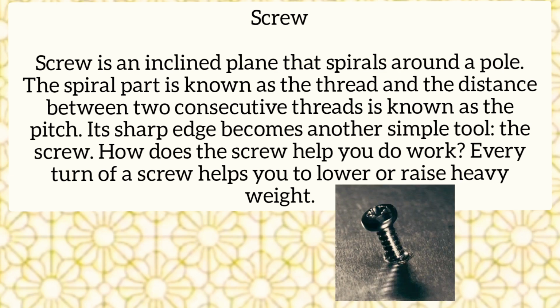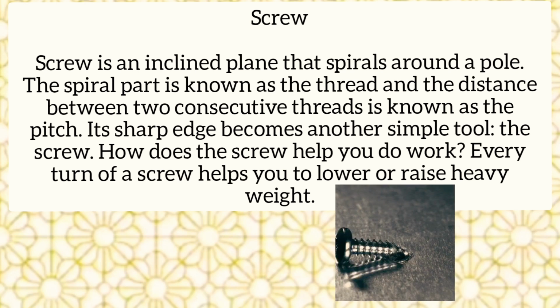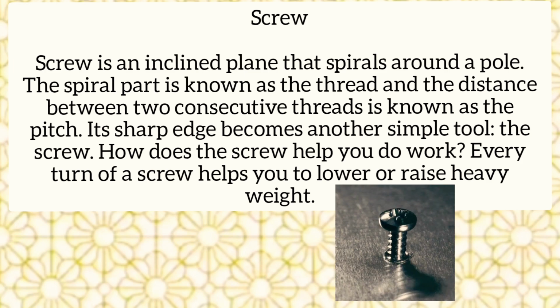Today we will do wheel and axle and screw. A screw is an inclined plane that spirals around a pole. The spiral part is known as the thread and the distance between two consecutive threads is known as the pitch. Its sharp edge becomes another simple tool, the screw.